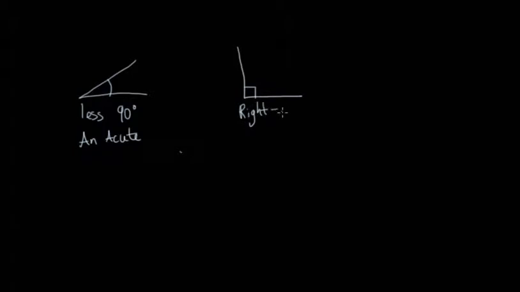Very basic, when you've got an angle less than 90 degrees, it's called an acute angle. We know, oops, that's meant to be a straight line. This is a right angle and it's 90 degrees. And this is 90 degrees. So whenever you see this little square bit, you know 90 degrees. And then we have angles greater than 90 degrees are obtuse.